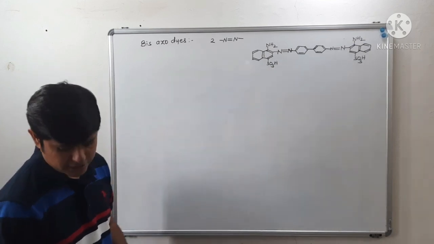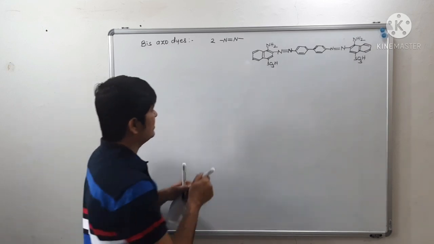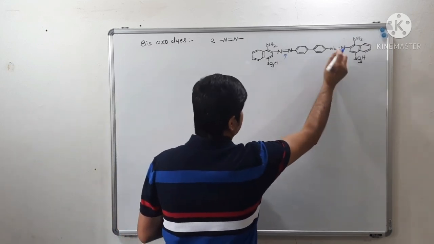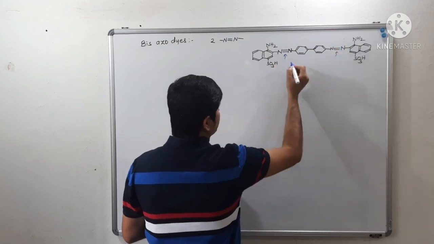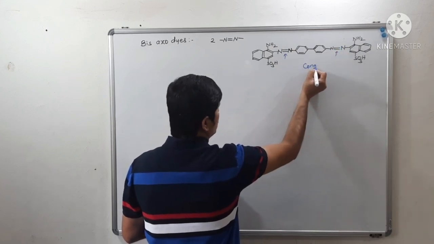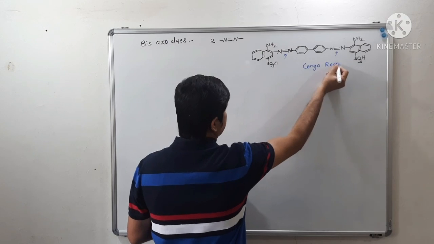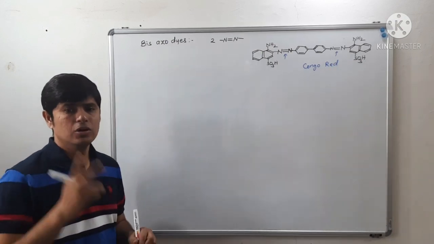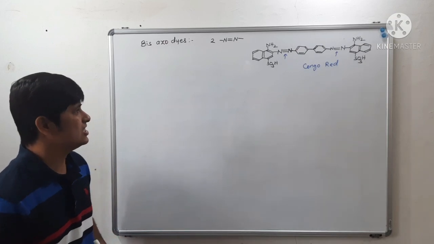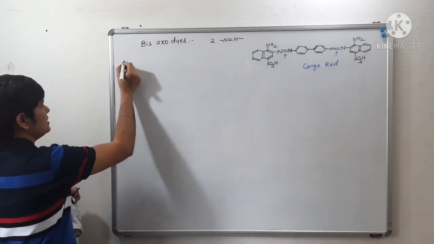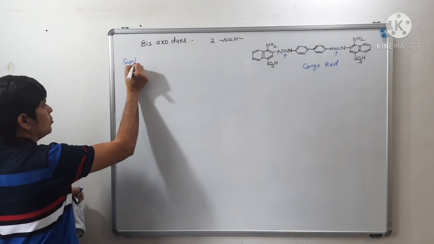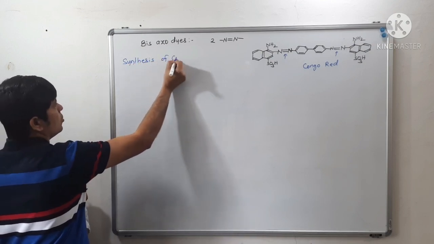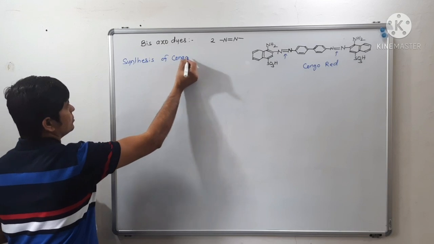This Congo Red dye has one azo group here and a second azo group here. Congo Red is a bis azo dye as it has two N=N linkages in its structure. Now let us see the synthesis of Congo Red dye.